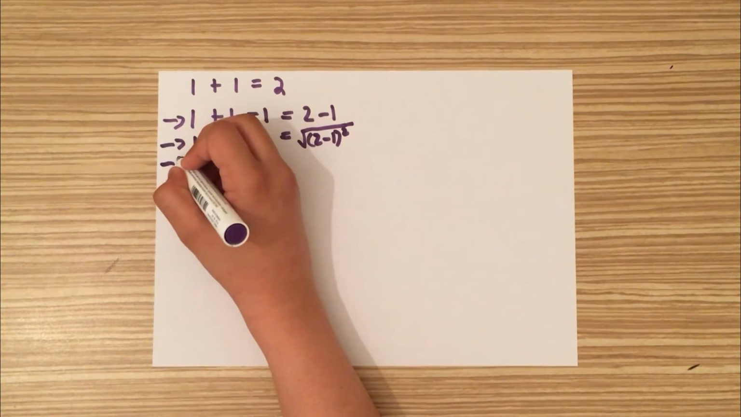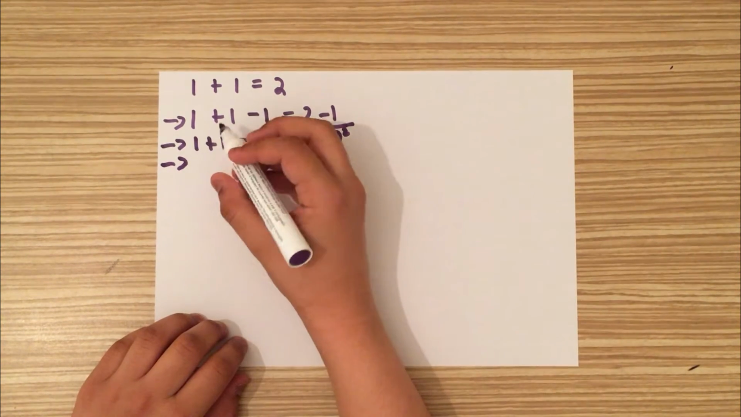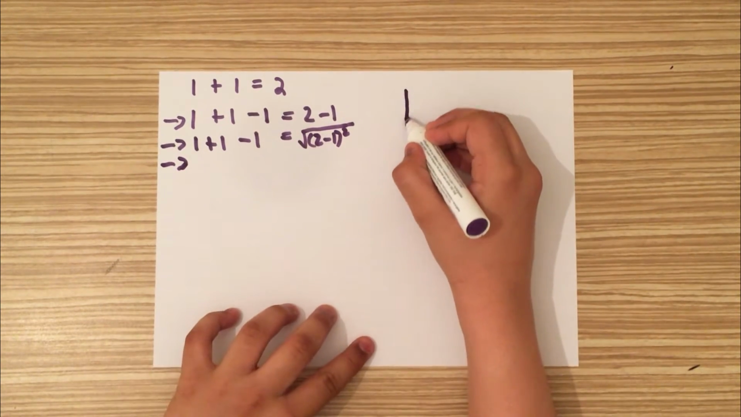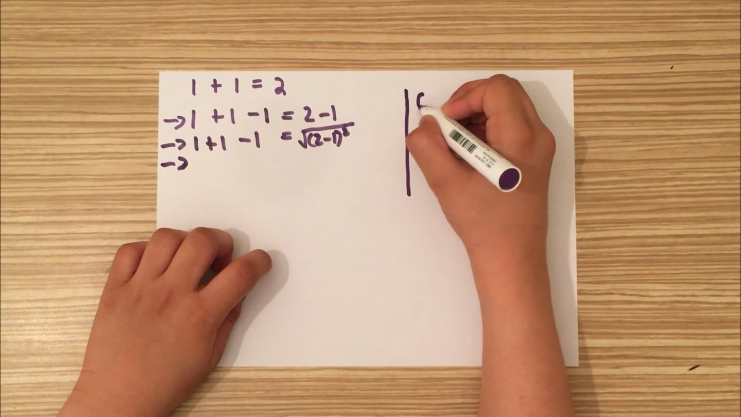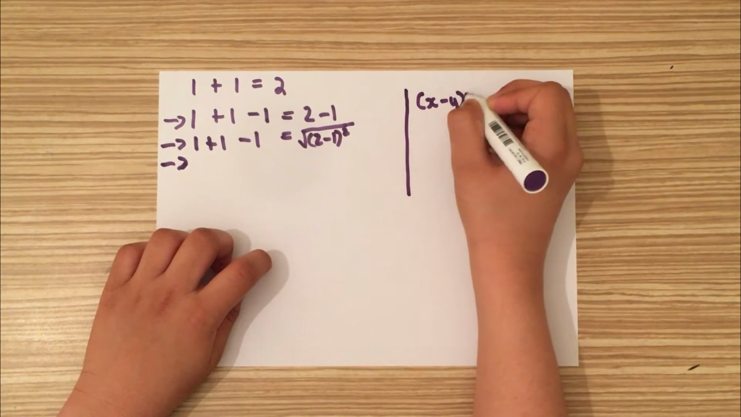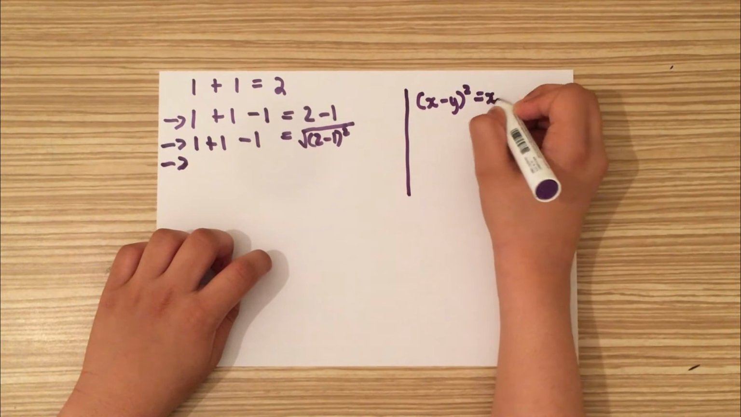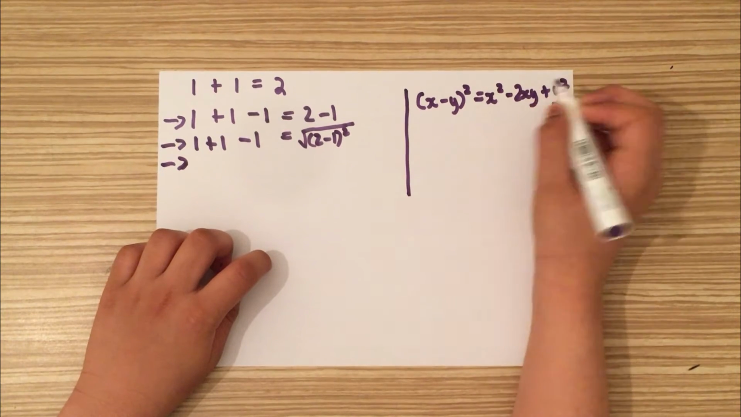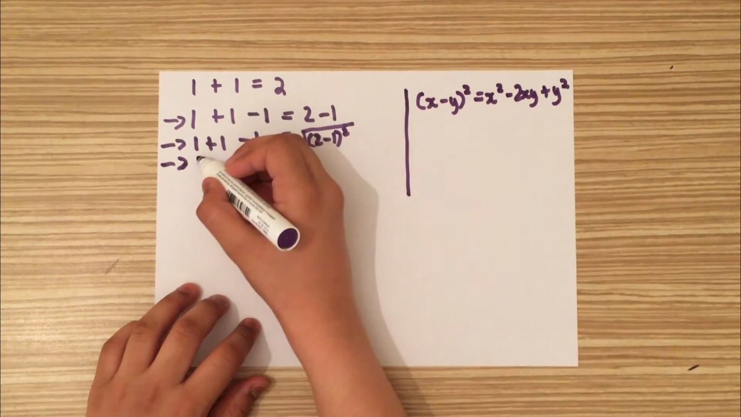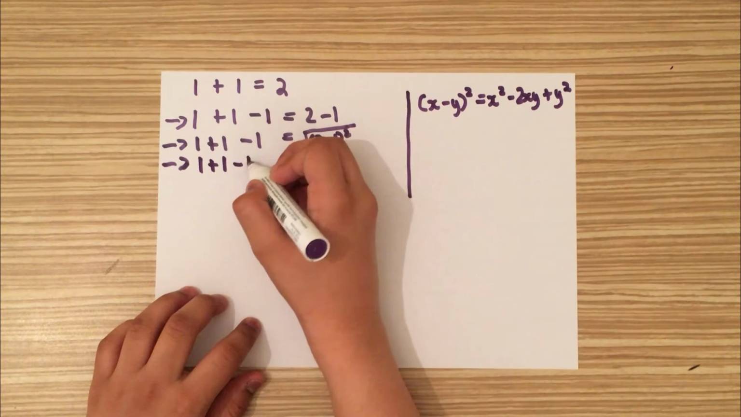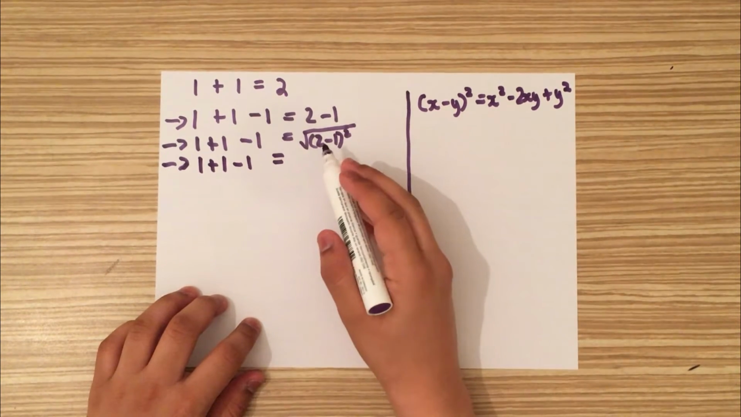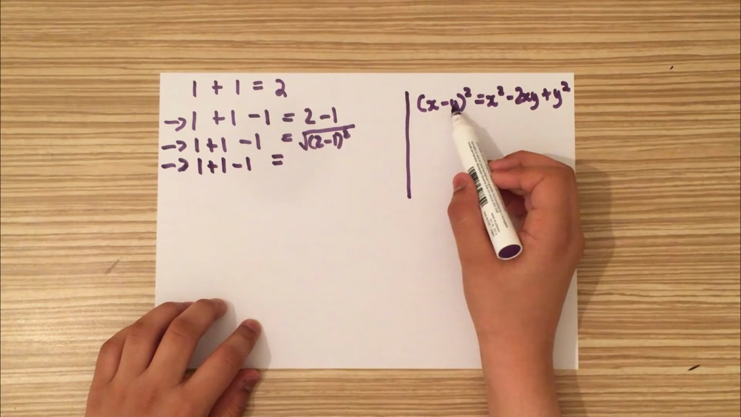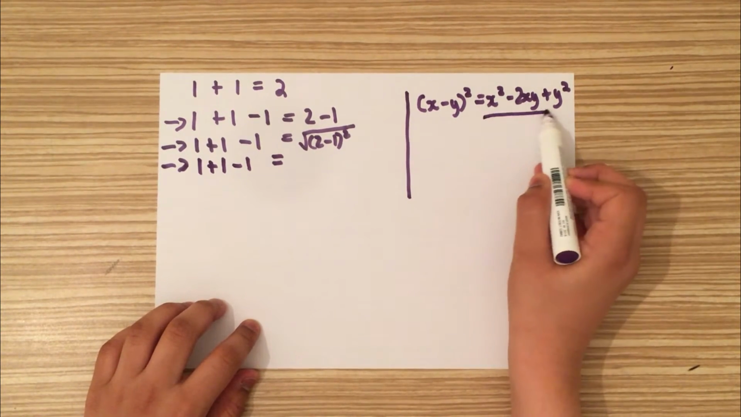And then let's go to our third step. So before we actually see what's in the third step, we need to first learn a formula. We need to learn that x minus y squared is equal to x squared minus 2xy plus y squared. So that's the formula. So on the left hand side, we can just write the same thing, 1 plus 1 minus 1. And on the right hand side, we have 2 minus 1 squared, which we can substitute for x minus y squared. So we'll have to get this value, right?